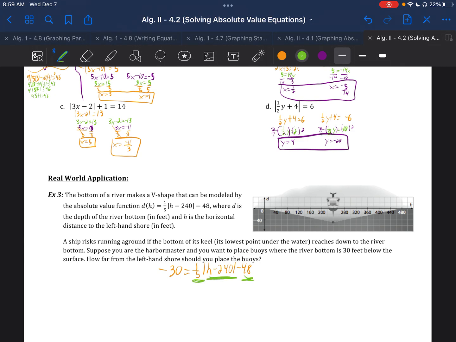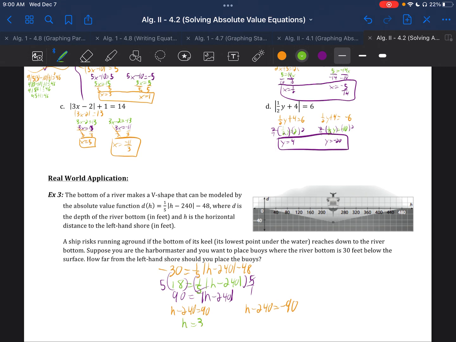So we'll start solving for the absolute value to get this by itself. So I'll have to get rid of the 1/5 and the negative 48. So we'll first add 48 and get 18 equals 1/5 times the absolute value of h minus 240. Then we'll multiply by 5, or 5 over 1. 5 times 18 is 90. And those 5's reduce, and you're left with the absolute value of h minus 240. Now we're going to make two equations, one positive, one negative. And I'm going to go ahead and flip it around to the 90s on the right here. h minus 240 equals 90. h minus 240 equals negative 90.